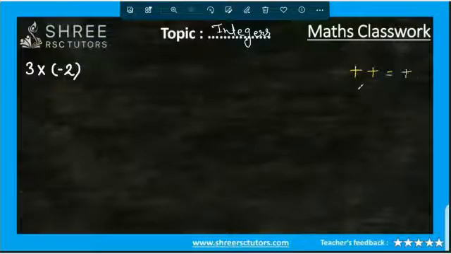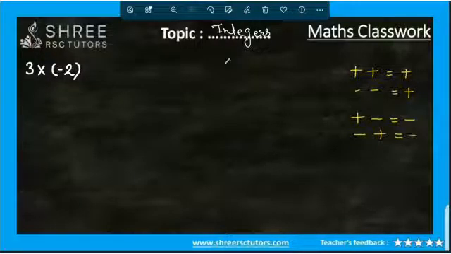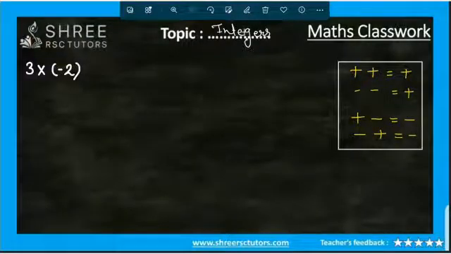Hello dear students, let's do multiplication of integers today. Our first question is, what is 3 multiplied by negative 2? As we know from our BODMAS rule, positive times positive is positive, negative times negative is positive, positive times negative is negative, and negative times positive is negative. We have to follow this rule as we keep doing the questions.